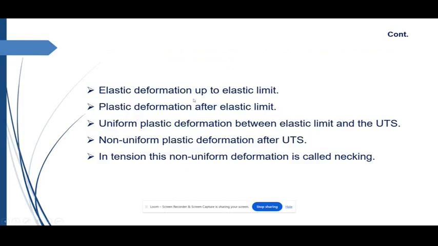Up to the elastic limit, it is elastic deformation. After the elastic limit, the material will deform plastically, or plastic deformation takes place. Uniform plastic deformation is between the elastic limit and ultimate tensile strength. Non-uniform plastic deformation occurs after UTS, the ultimate tensile strength. In tension, this non-uniform deformation is called necking. This is unstable flow.